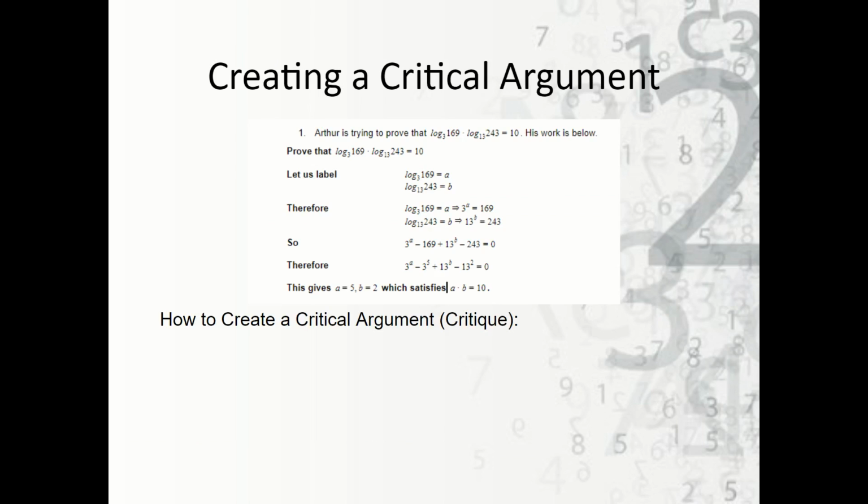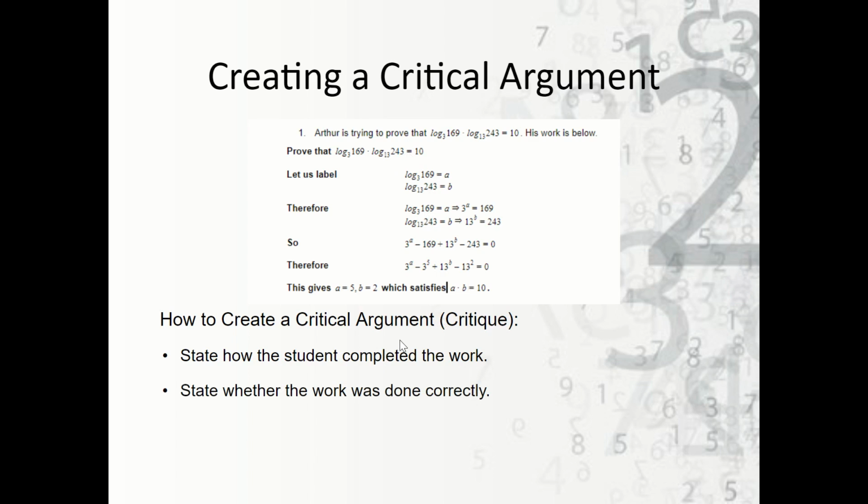Now we're going to be looking at, in this case, Arthur's proof of how he was able to solve this logarithmic expression. And what we're going to do is create an argument of the validity of his proof. So how do we create a critical argument? First thing we do is state how he did it. So we're going to talk about what he did. So what are the steps that Arthur did to get from here all the way down to here?